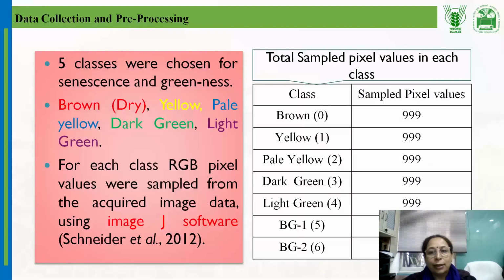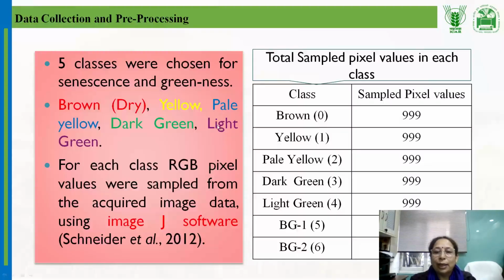So how was the data collection done? For each class, for example, for the senescence purpose, there are 5 classes which have been chosen for the senescence and for the greenness part. These classes are brown, yellow, pale yellow, dark green, and light green. These 3 classes, brown, yellow, and pale yellow, contribute to the senescence, and dark green and light green are basically our other categories.